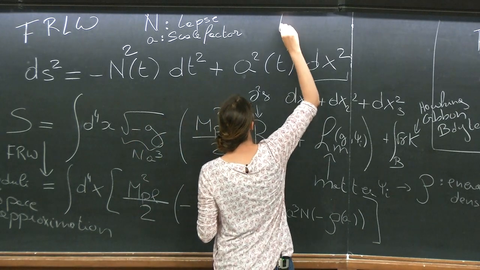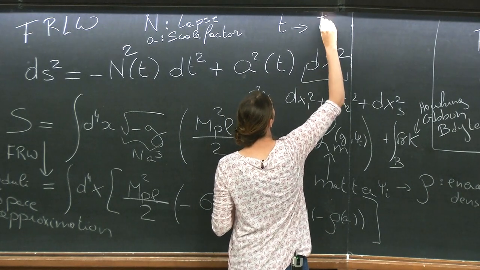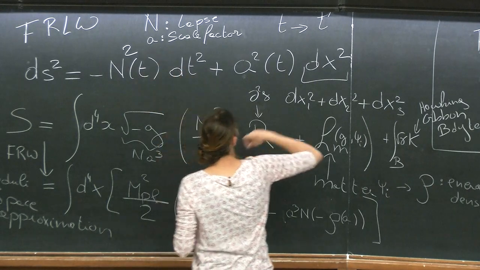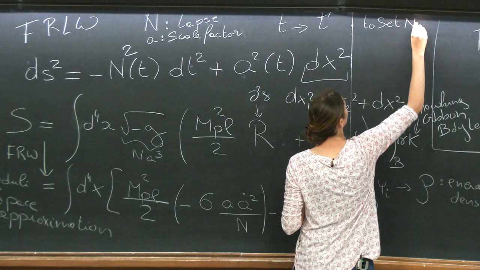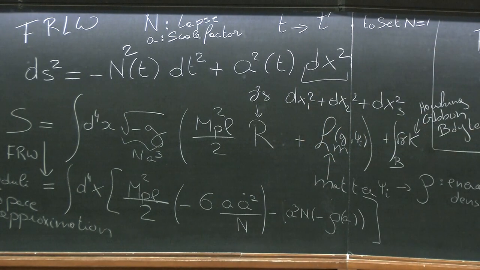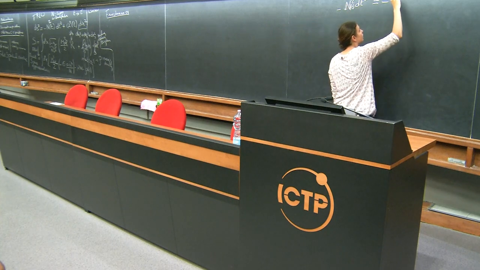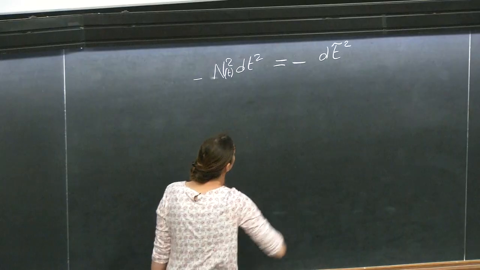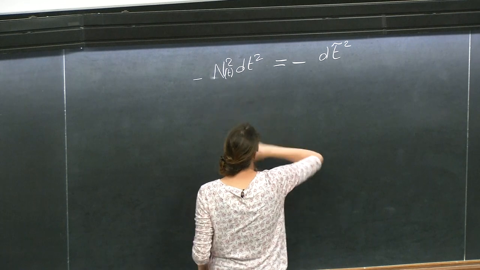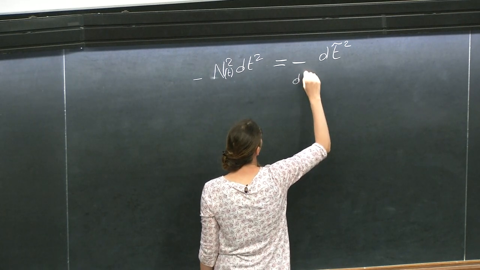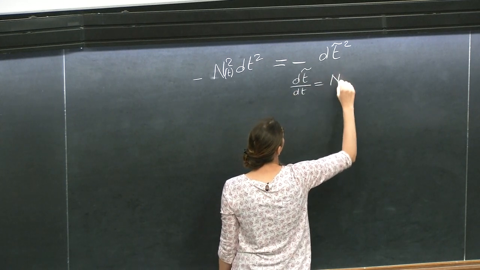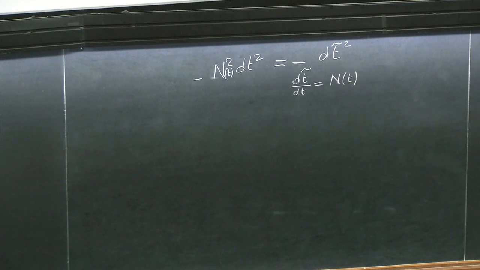You can always perform a field redefinition to a new time coordinate so as to set the lapse to one. And this is quite trivial in this case. You can always say, well, I don't like working with N squared dt squared. I want to work with a new notion of time where this is equal to minus d t tilde squared, for instance. And so you can easily integrate that out. Whatever function you had in there, you can say d t tilde over dt is equal to N of t. And in particular, you can work in conformal coordinates so that this is exactly equal to a squared of t. So this may be conformal coordinates.